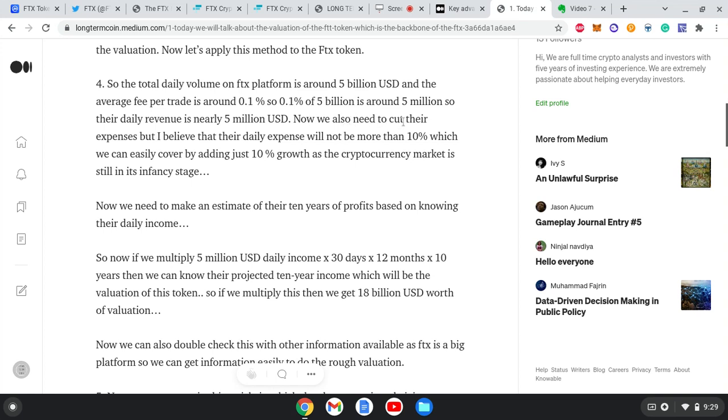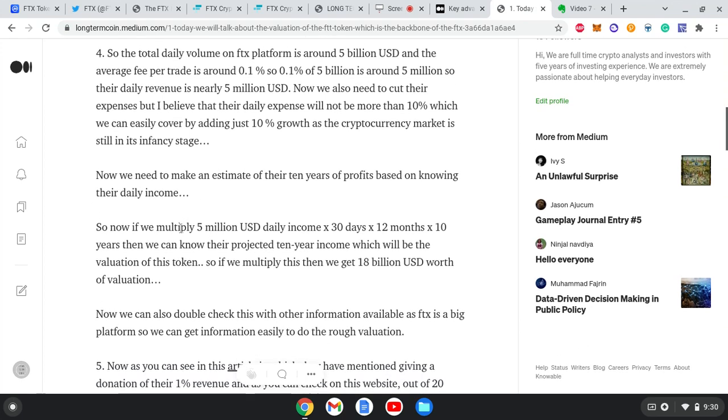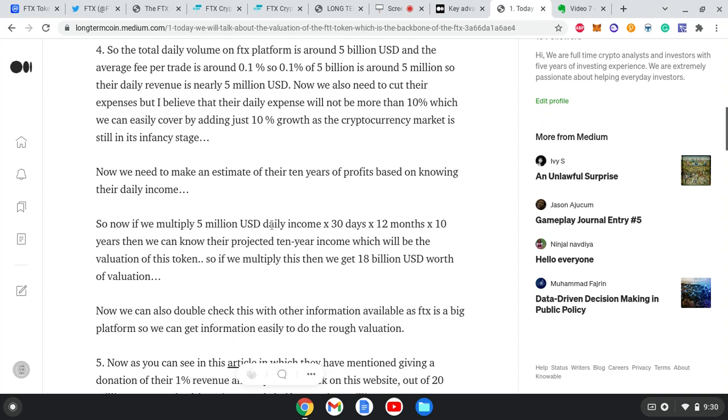Now we also need to cut their expenses, but I believe that their daily expenses will not be more than 10%, which we can easily cover by adding just 10% growth, as the cryptocurrency market is still in its infancy stage. Now we need to make an estimate of the 10 years of profits based on knowing the daily income. So now if we multiply 5 million USD daily income into 30 days, into 12 months, into 10 years, then we can know their projected 10-year income, which will be the valuation of this token. So if we multiply this, then we get 18 billion USD worth of valuation.